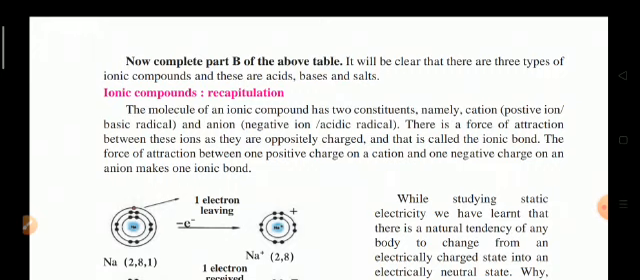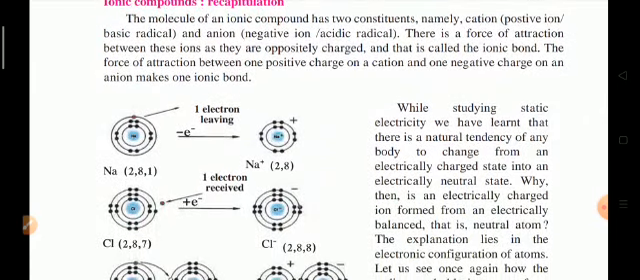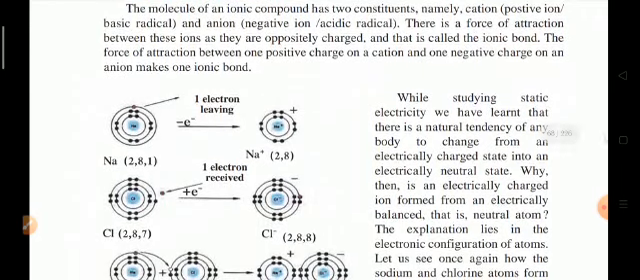The molecule of an ionic compound has two constituents, namely cation, that is positive or basic radical, and anion, that is negative or acidic radical. There is a force of attraction between these ions as they are oppositely charged, and that is called the ionic bond. The force of attraction between one positive charge on a cation and one negative charge on an anion makes one ionic bond. Now you can see an example of NaCl, that is sodium chloride or table salt.